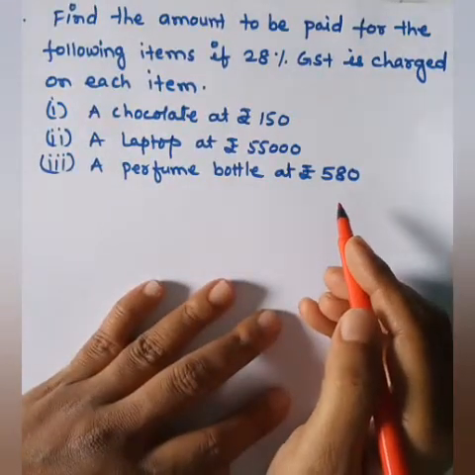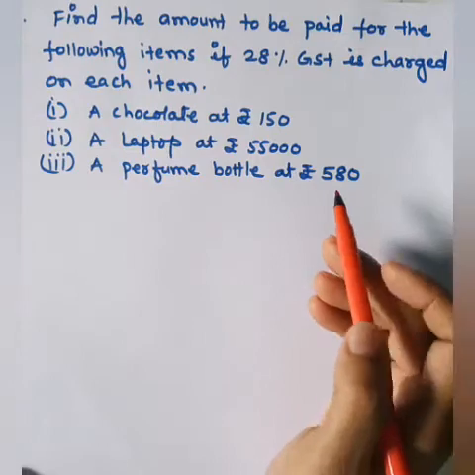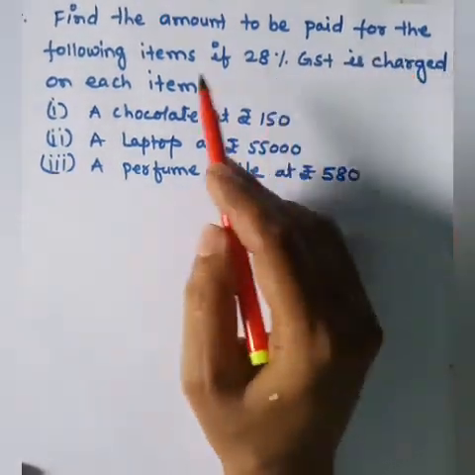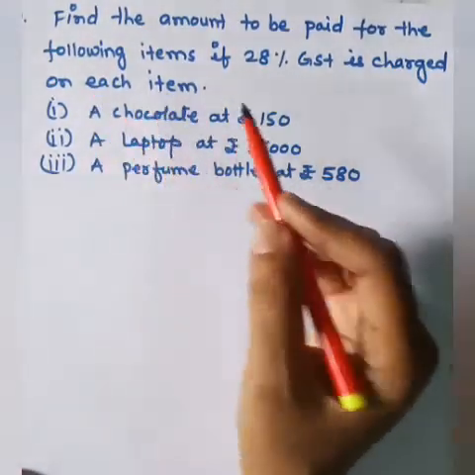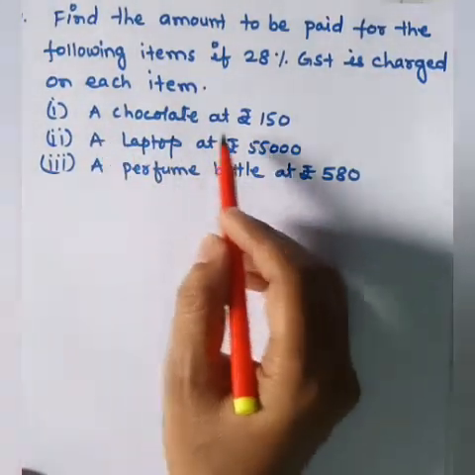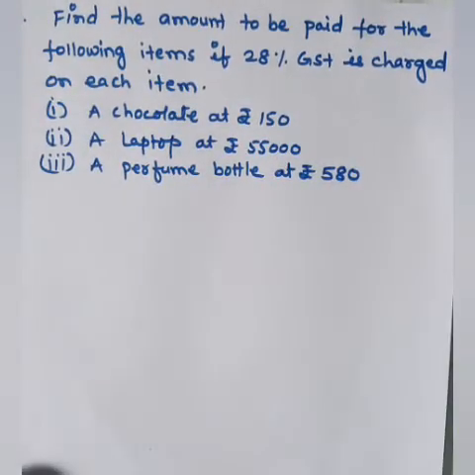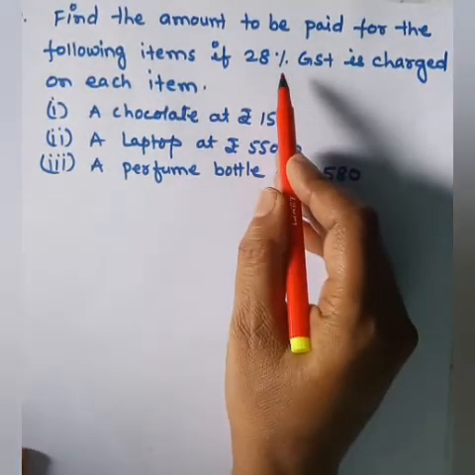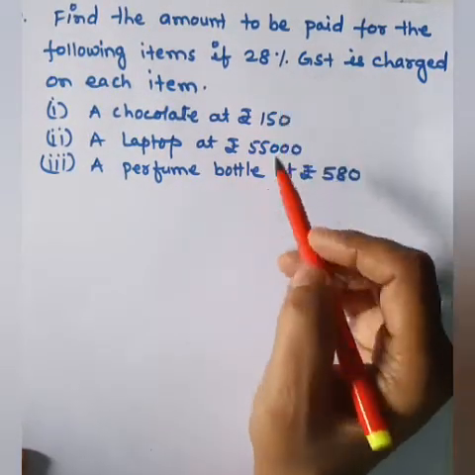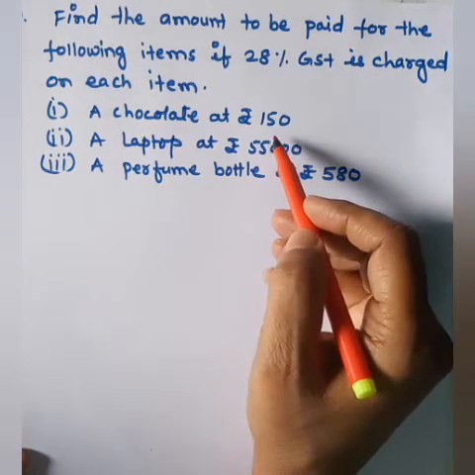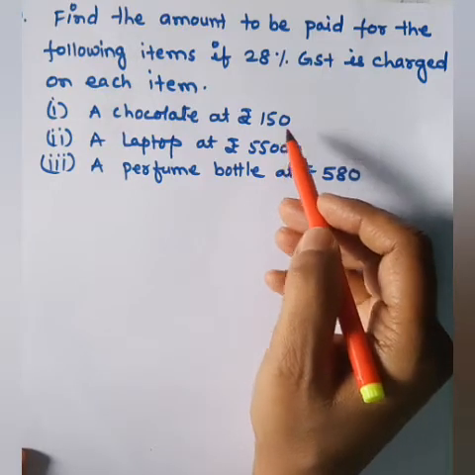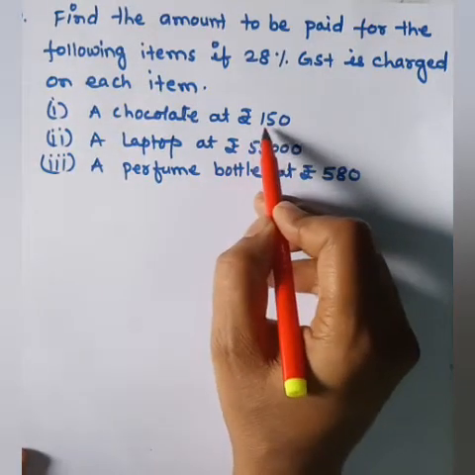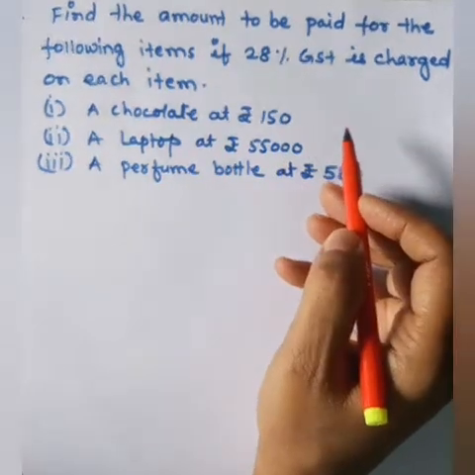Yes, dear children, now let us see the next question. Find the amount to be paid for the following items if 28% GST is charged on each item. See, a chocolate at rupees 150. The cost of the chocolate is rupees 150 and GST is 28%. Now you have to find out what is the actual cost of the chocolate. That means at what cost the shopkeeper will give this particular chocolate to the customer.